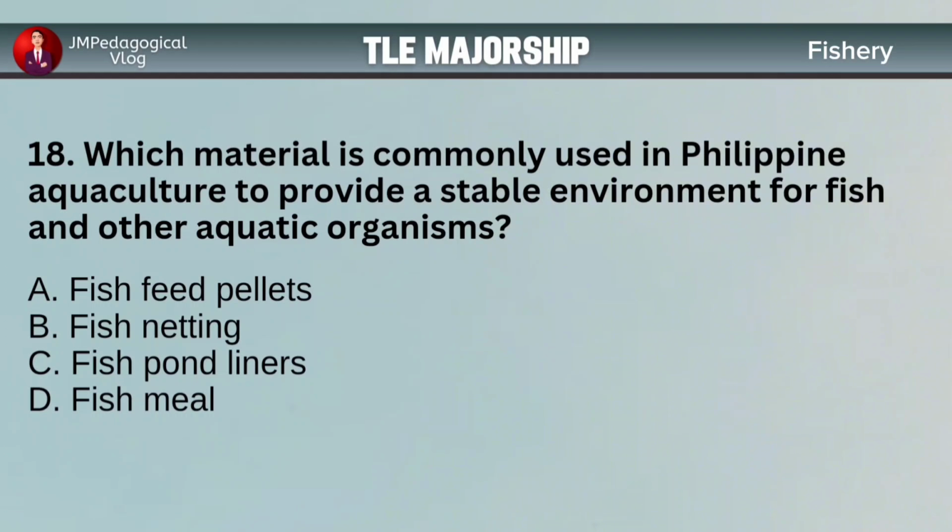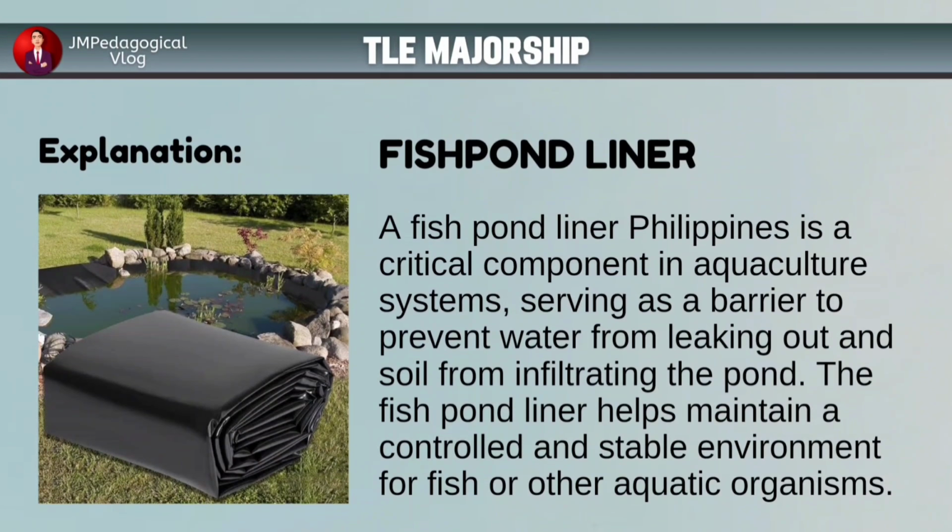18. Which material is commonly used in Philippine aquaculture to provide a stable environment for fish and other aquatic organisms? A. Fish feed pellets. B. Fish netting. C. Fish pond liners. D. Fish meal. C. Fish pond liners. Explanation. A fish pond liner Philippines is a critical component in aquaculture systems, serving as a barrier to prevent water from leaking out and soil from infiltrating the pond. The fish pond liner helps maintain a controlled and stable environment for fish or other aquatic organisms.